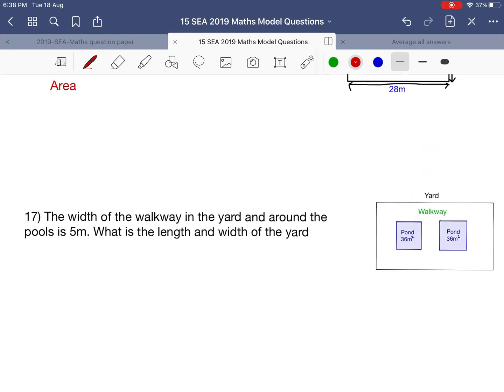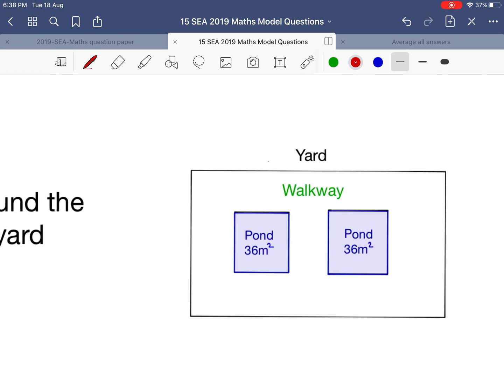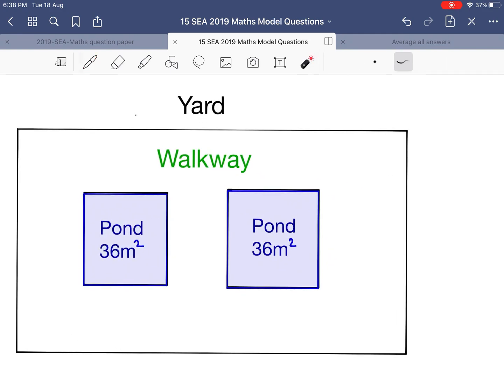Next question, number 17. The width of the walkway in the yard and around the pool is 5 meters. What is the length and the width of the yard? So it means that here is 5. This is also 5 meters. This is also 5 meters. Here as well, and here as well.